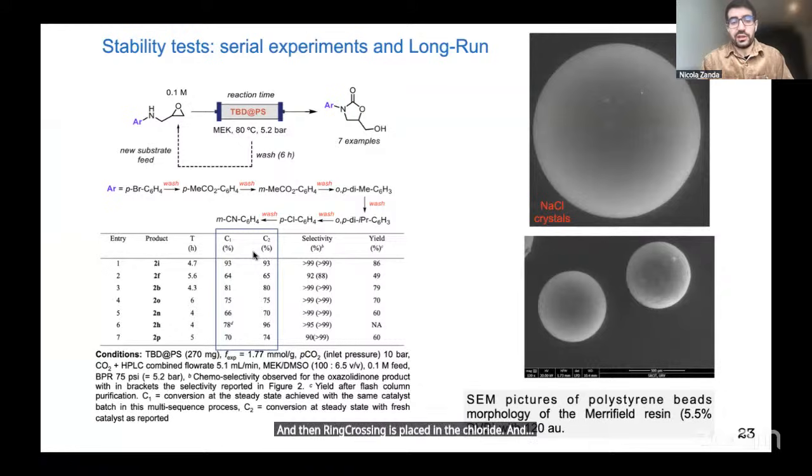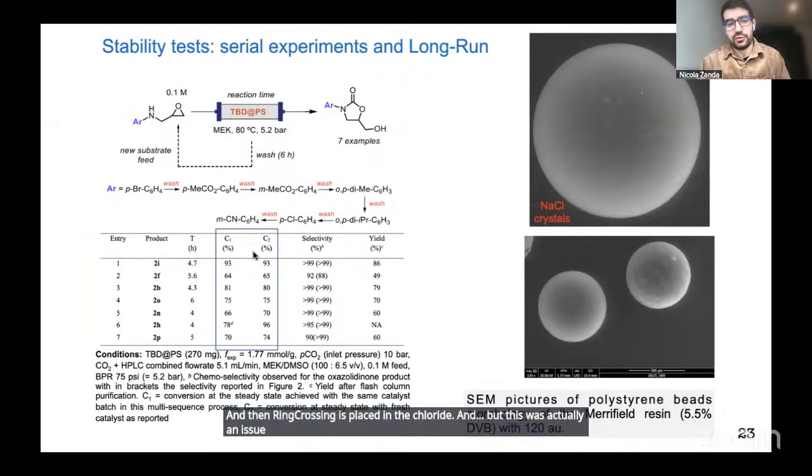But this was actually an issue which was easy to solve just by carefully washing the reactor, just by carefully drying the starting material. Then it was an easily addressable issue.